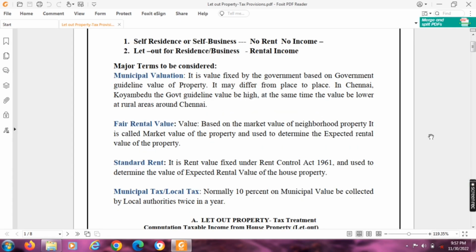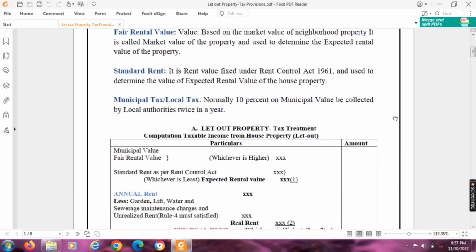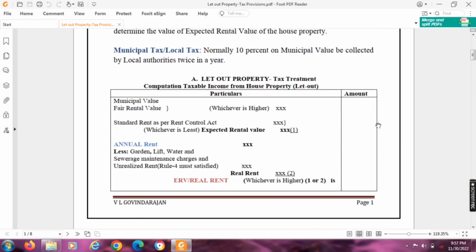Next one is standard rent. It is a rent value fixed under the Rent Control Act of 1961 and used to determine the value of expected rental value of the house property. Fourth one is municipal tax or local tax. It is a tax levied by the local municipality or panchayat. Normally, 10% of the municipal value is collected by local authorities twice in a year.